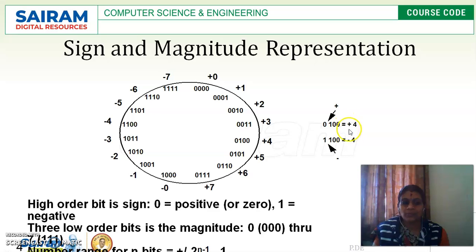See, for plus 4 and minus 4 the only difference is the sign; the magnitude is the same. 100 is the magnitude, but the sign is 0 or 1. The higher order bit, if 0, means it is a positive number, and if 1, it is a negative number, and the three lower order bits are for the magnitude. That's why it is called sign and magnitude, right?